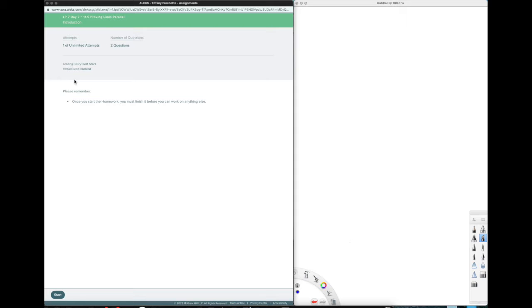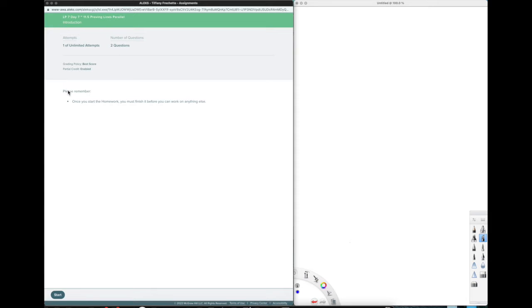Grading policy is always best score, so whichever attempt is the best one is one you get to keep. And partial credit is enabled, so if you answer one of two questions correctly, you get credit for the one question, or however many you answered correctly. This also, if I understand correctly, goes into parts of a question too, if there's more than one answer within the question. There's partial credit on there too.